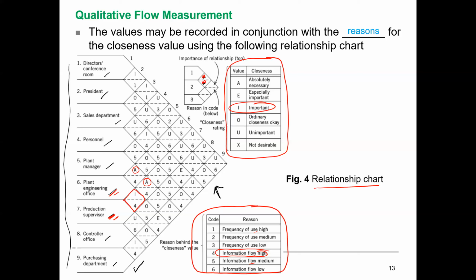Now let's see if there's an X in this chart. I don't think there's an X here, but again, that is for not desirable. And I provided you with the example in which, for example, you have a lot of noise in one department and you want to avoid having, let's say, offices close to that. Or let's say there's a room with chemicals and you want to keep most of the people apart from that. So that will be another reason to use this code.